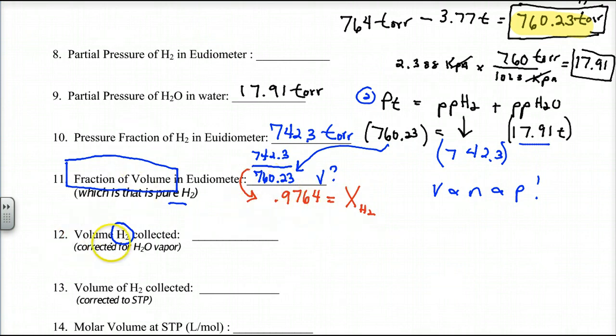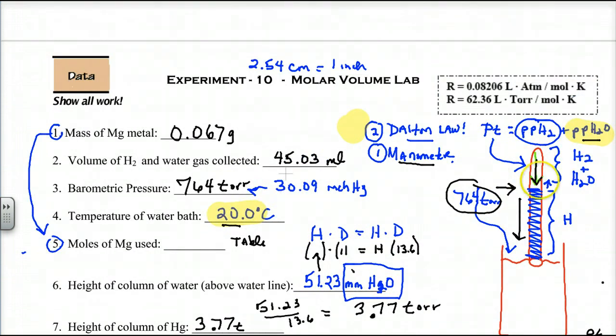So, volume of H2 collected. We're going to now find the volume of the H2. This is the fraction of the pressure, fraction of the moles, fraction of the volume. So I'm going to take this fraction, 0.9764, and multiply it by the total volume. What's the total volume? Total volume is what you guys read on the manometer with both gases. So the total volume in my case is 45.03.